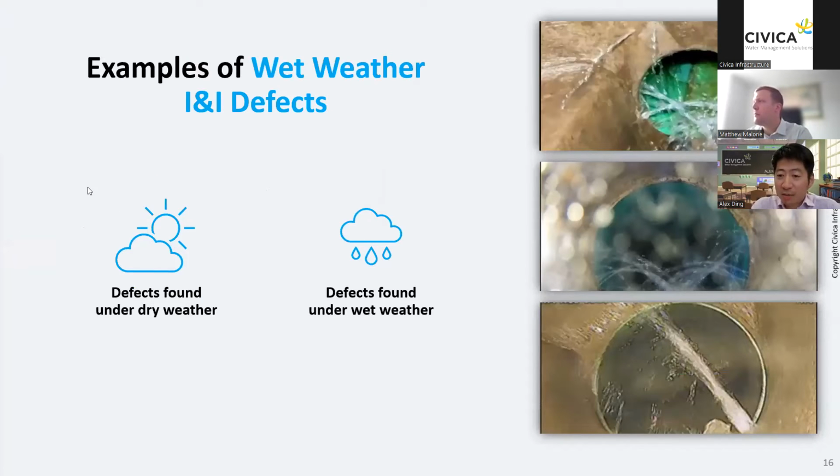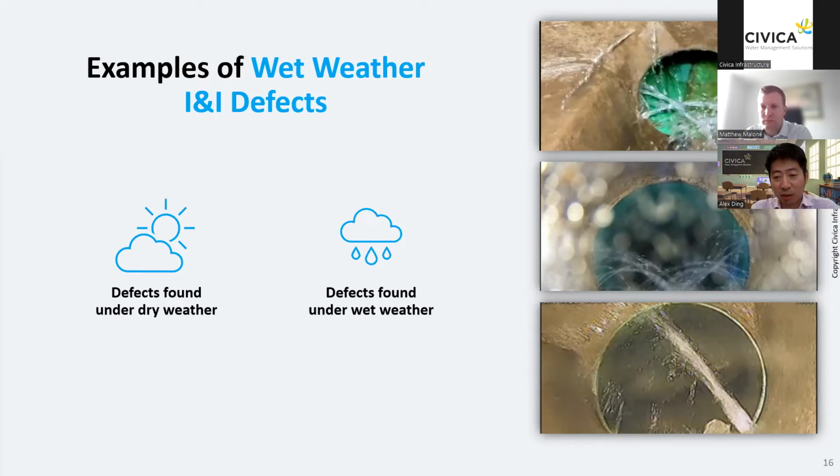And here are some examples of the wet weather defects that we found in the past. If I remember correctly, all these three defects were found last year in Newmarket, in our I&I project in Newmarket. Believe it or not, all these places we inspected during dry weather, and nothing showed up. We couldn't find all these I&Is, and starting from last year, we switched our focus from doing just spread out dry weather inspection to more focused wet weather inspection.